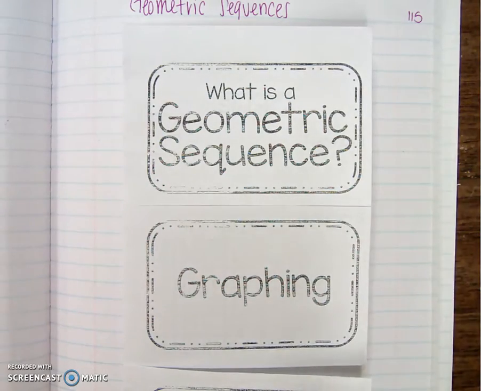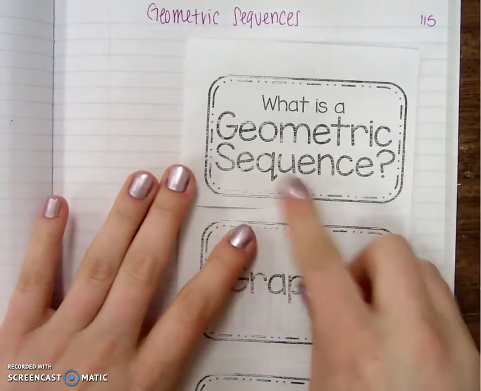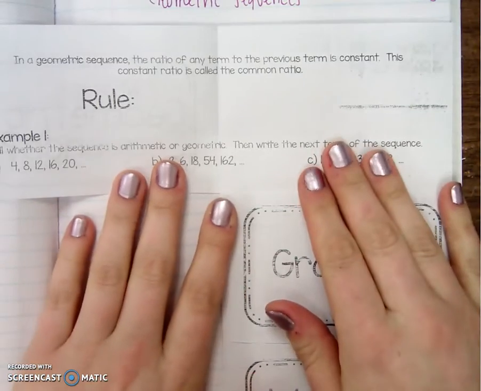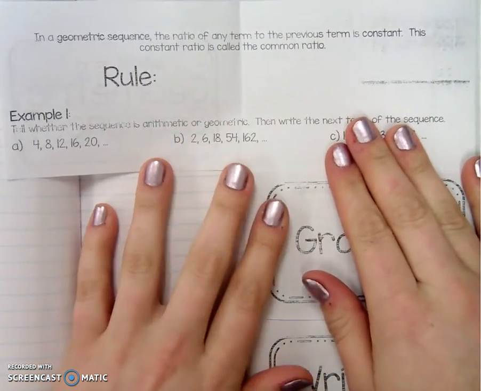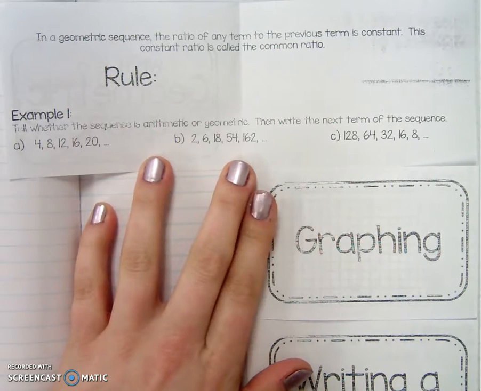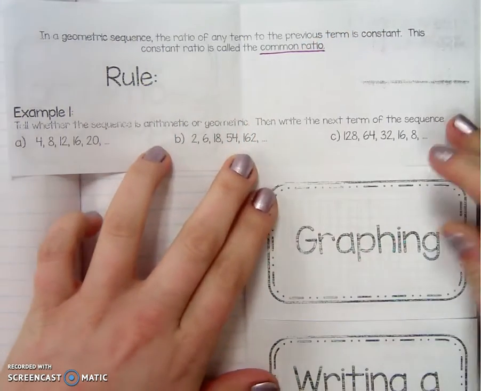This lesson is on geometric sequences. Let's start with what a geometric sequence is. In a geometric sequence, the ratio of any term to the previous term is constant. This constant ratio is called the common ratio.